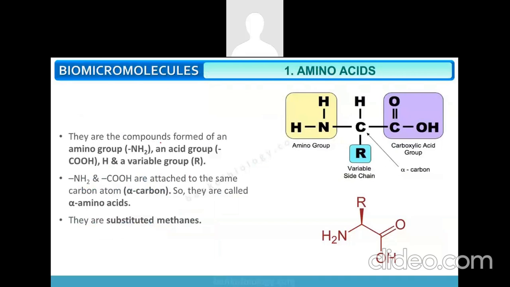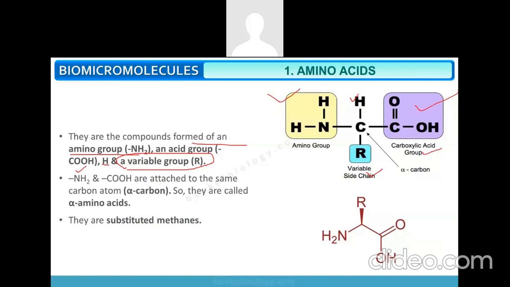These amino acids are compounds formed of an amino group, that is an NH2, and an acid group, that is a carboxylic acid, C double bond O, single bond OH, which you can find here on the top, and a variable group. So this is an R group, a variable chain.